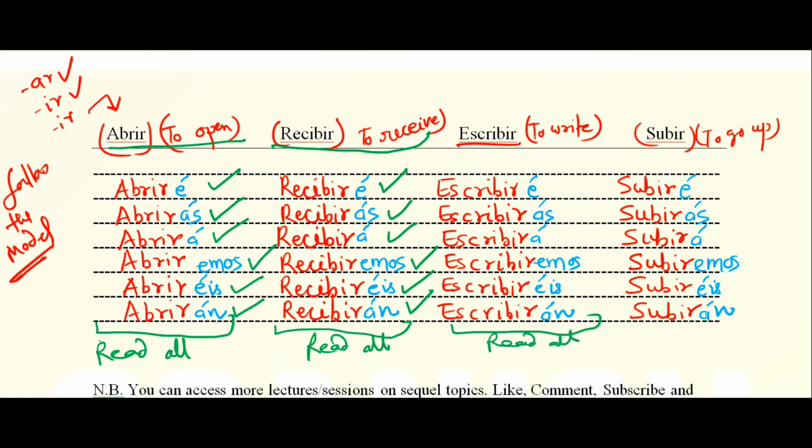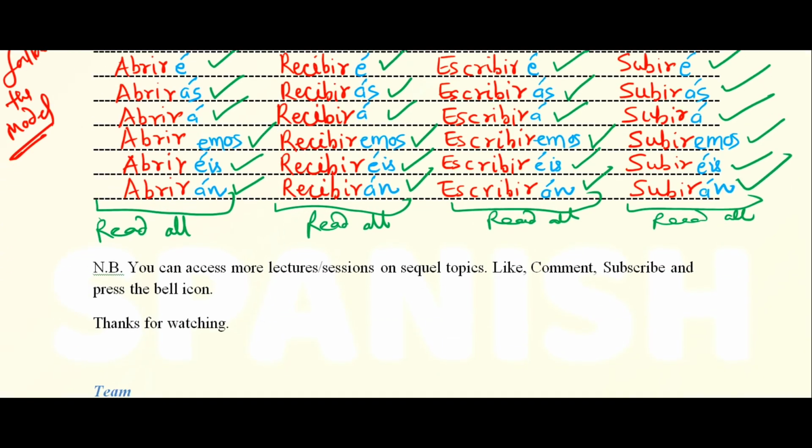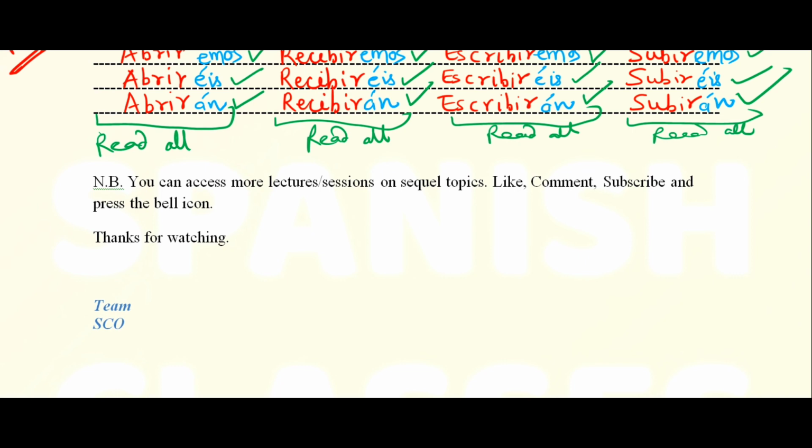Third is escribir. Let's read the conjugation. Escribiré, escribirás, escribirá, escribiremos, escribiréis, escribirán. Escribir means to write. Subir, the last one. Subiré, subirás, subirá, subiremos, subiréis, subirán. These are 4 examples. Abrir, recibir, escribir, and subir. Done. So we have completed AR, ER, IR ending regular verbs for future tense in Spanish.